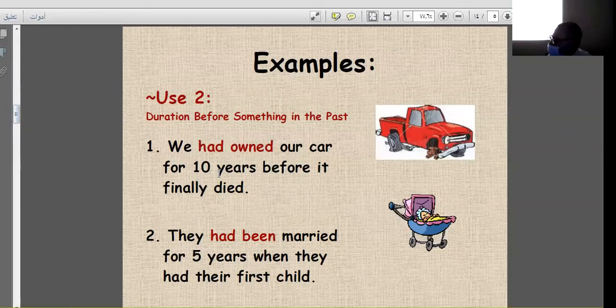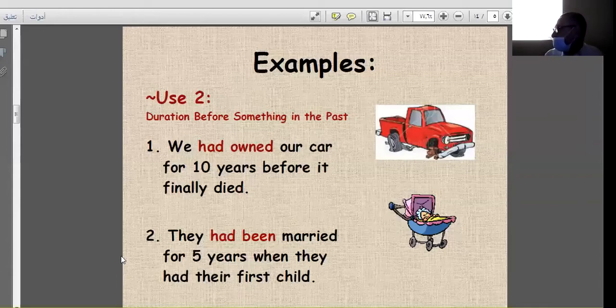So they had this old car, then they sent it away or bought another car. So they had the car first, then it died or it broke down. So the first action is having the car. Then comes the second action, which is the car died. As we see, the first action is in the past perfect and the newest one in the past simple. Good, exactly, Mr. Abu Bakr. They had been married for 5 years when they had their first child. What happened first?